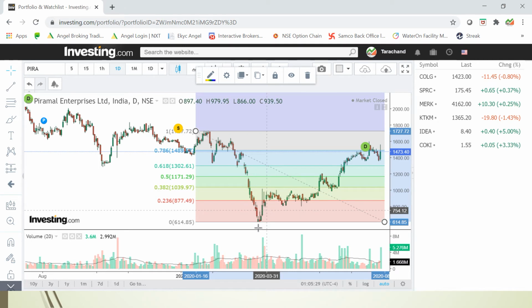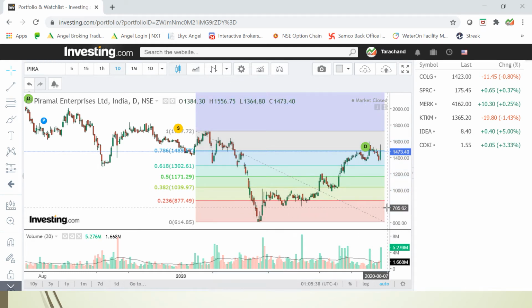Okay, so this is how you use it, and this is how you draw the levels and use it for your support and resistance identification purposes. This is a very good tool, a very good way to identify the right support and resistance levels, instead of relying only on horizontal support resistance lines. Give more importance to Fibonacci retracement levels.